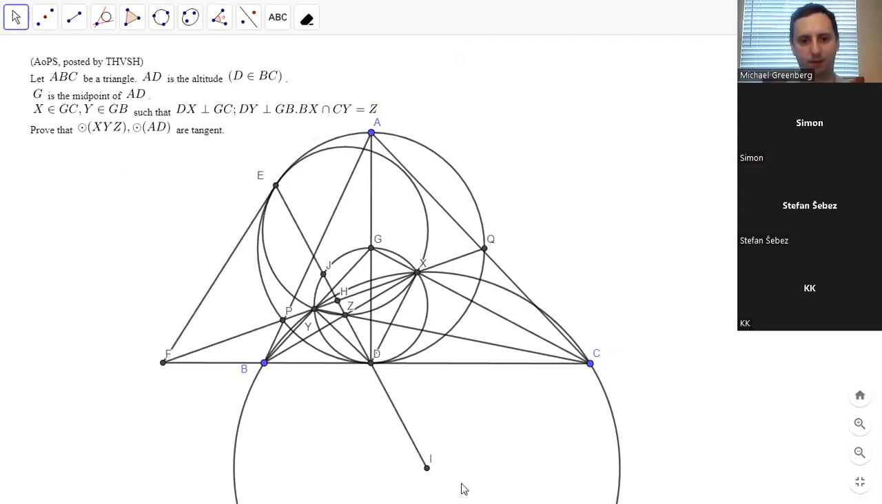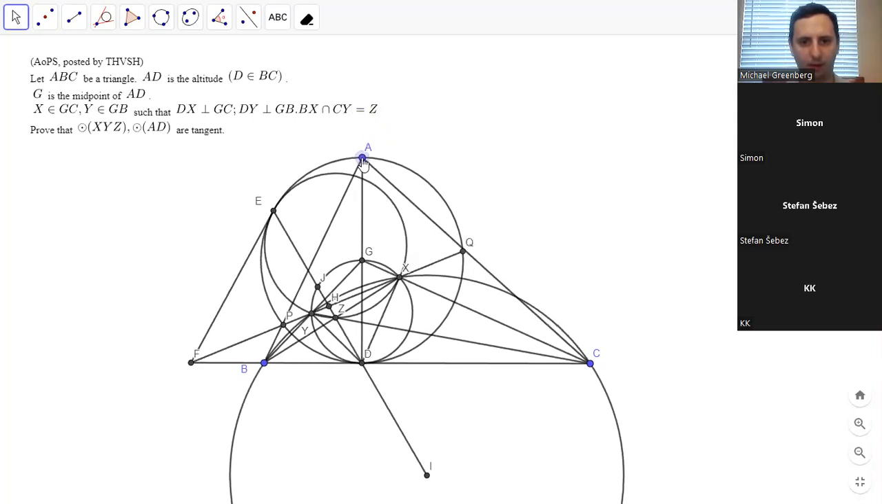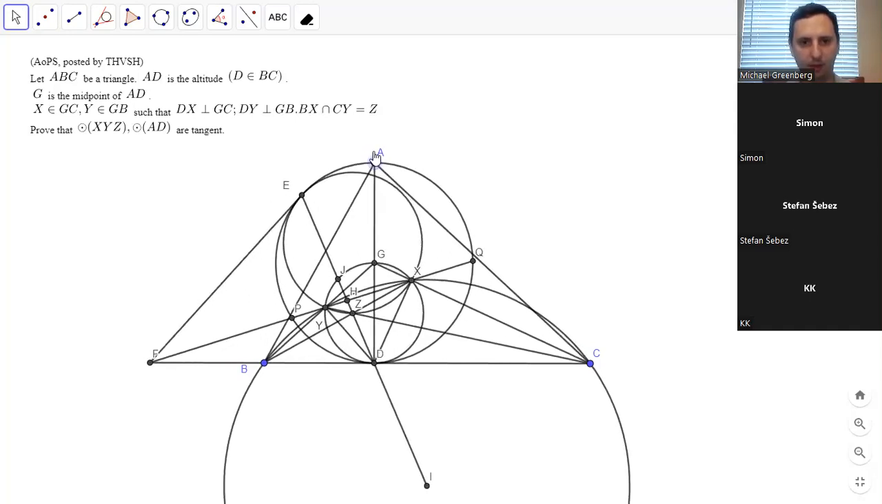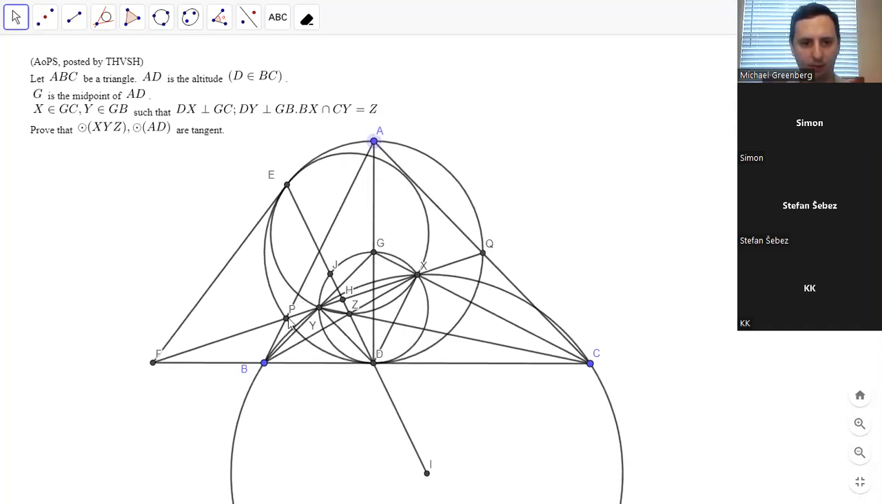Okay. We want to show that I lies on the polar of F. That's the same as saying F lies on the polar of I with respect to this circle. It almost looks like P and Q lie on AB and AC, but that's not true. I'm going to hide P and Q just for a second.